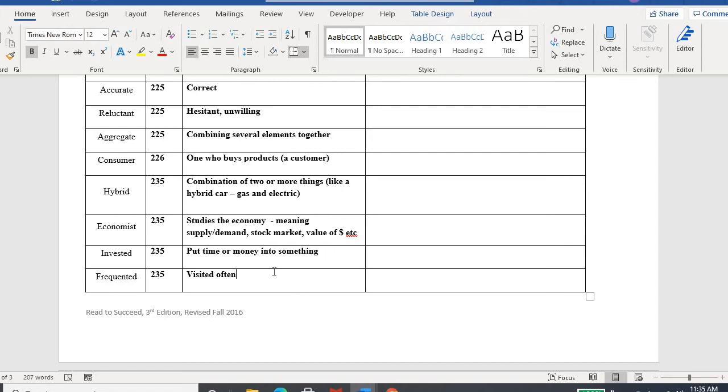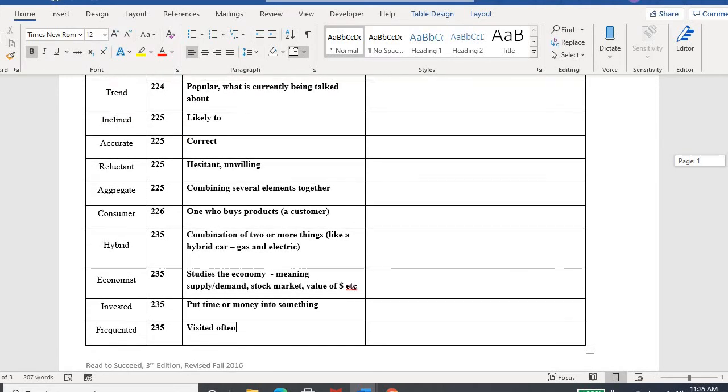And then frequented just means to visit often. If you frequent something, you do it or visit it often. It's not just a once-in-a-while type thing. It's every week or every month, so you're visiting or doing something often. So that's the front side of your study guide.